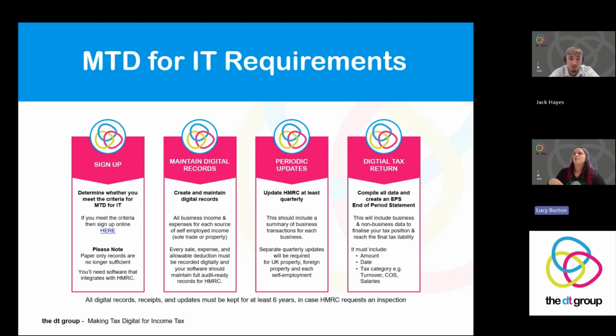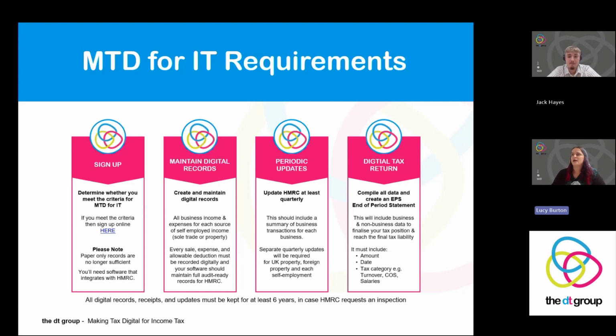Once you have signed up, you will need to now maintain digital records of all of your income and expenses for the sources of employment, the self-employment income and expenses. So this will include everything from sales, expenses, allowable deductions, everything you put through your business. You need to have this in a digital form so that it is possible to be audited, but also tracked through, for example, Xero or QuickBooks.